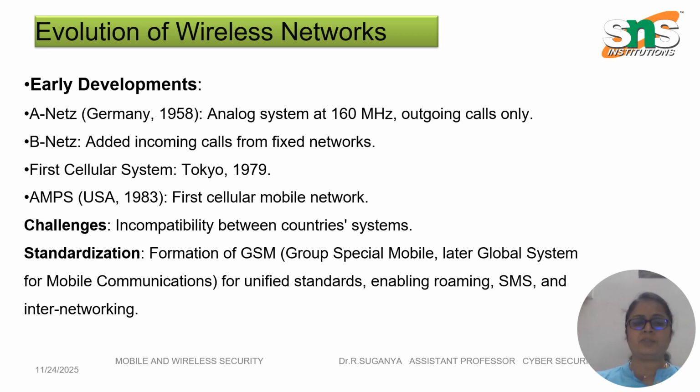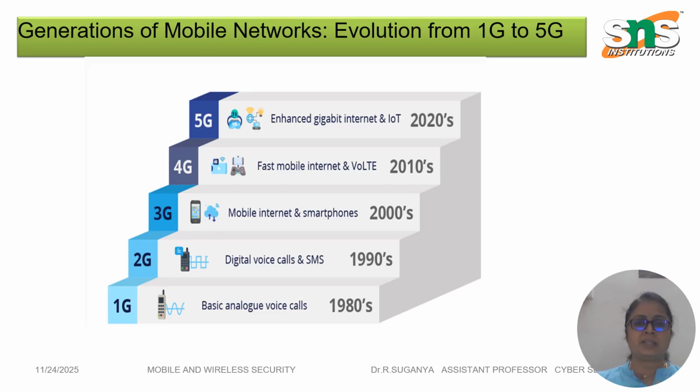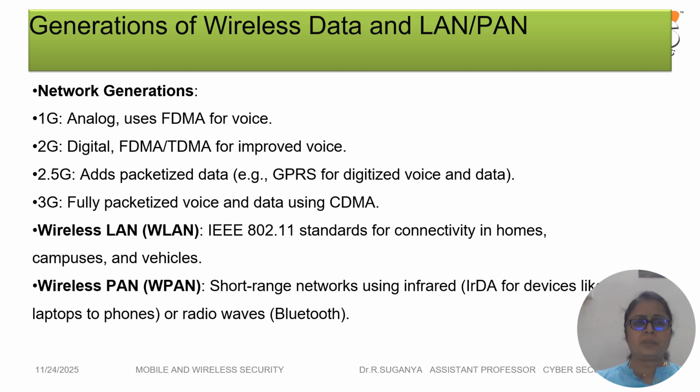Standardization led to the formation of Group Special Mobile, later Global System for Mobile Communications, for unified standards enabling roaming, SMS and inter-networking. Here we can see the generations of mobile networks, the evolution of 1G to 5G. 1G is basic analog voice calls, 2G brought digital voice calls and SMS, 3G brought mobile internet and smartphones, 4G fast mobile internet, and 5G enhanced gigabit internet with IoT.